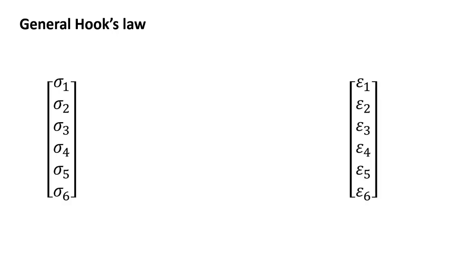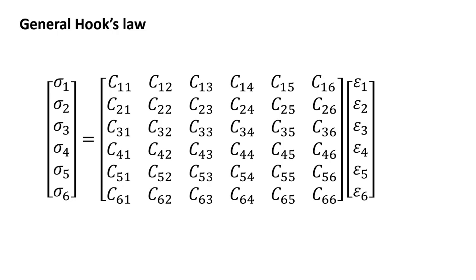Let's start with the most general form of Hooke's law. When we consider the symmetry of the stress and strain tensors, we can rewrite each tensor as an array with 6 components. To relate these two 6-component arrays, we need a 6x6 stiffness matrix. At first, this matrix contains 36 independent components. However, the story does not end there.